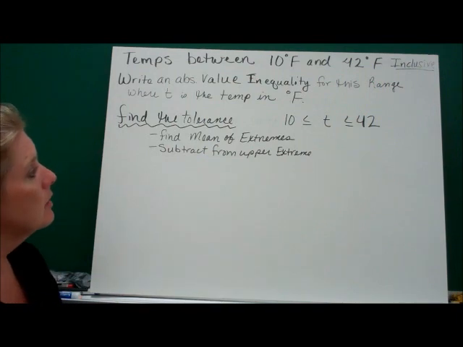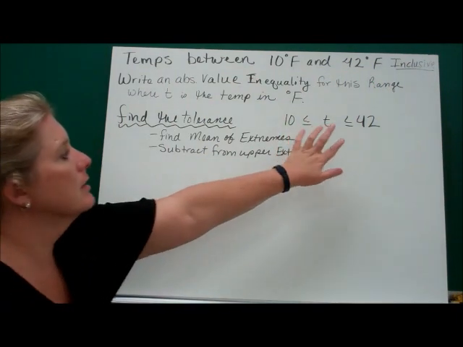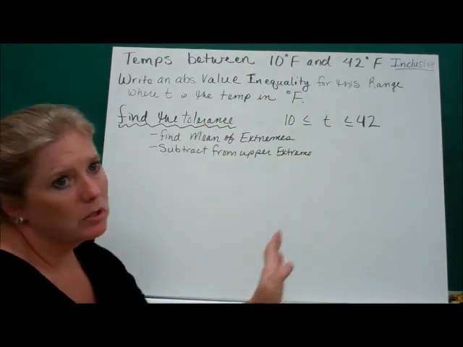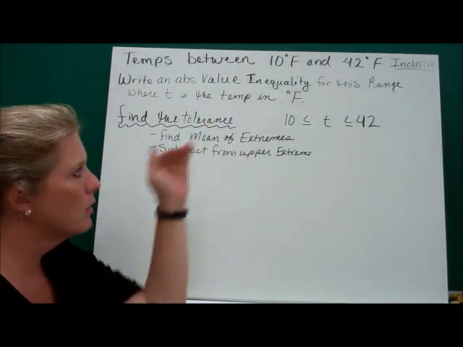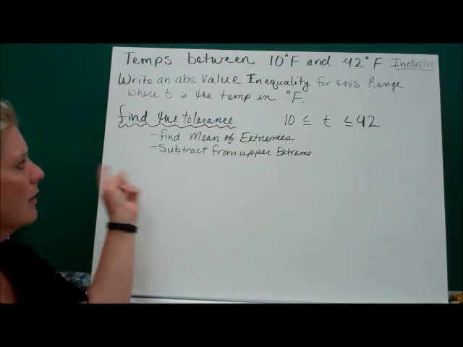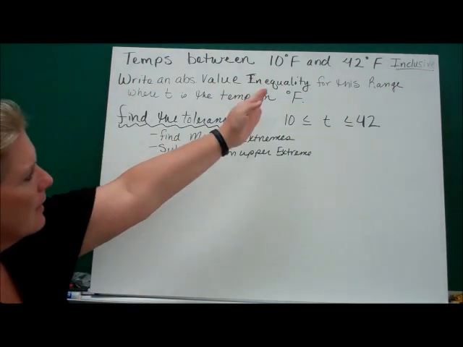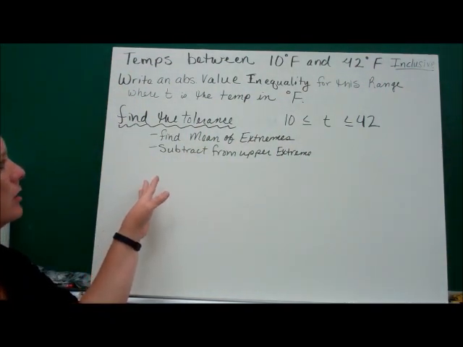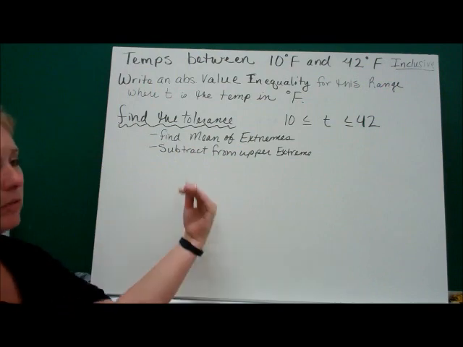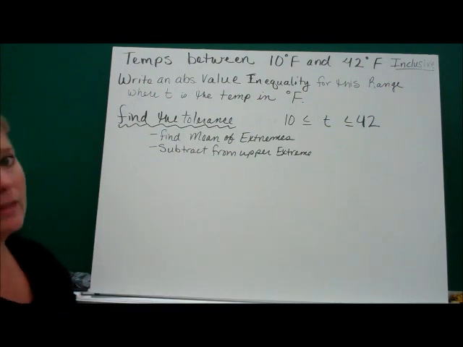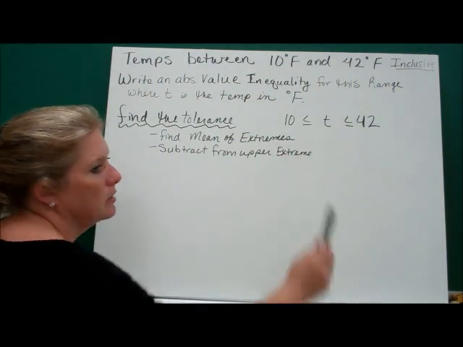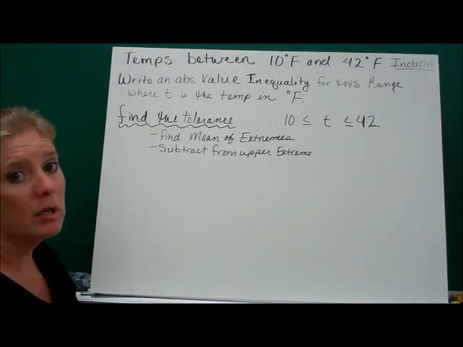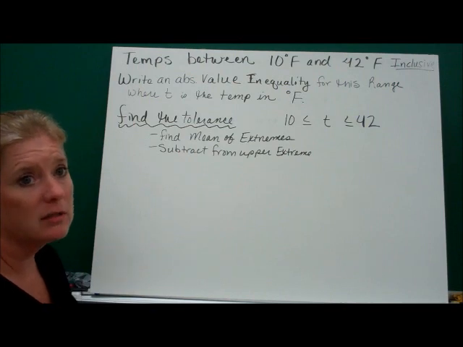Alright, here's something we got to do. Here is the compound inequality using the information we're given. To do an absolute value inequality, we've got to work in reverse. So we've got to actually calculate the tolerance. For that information, what is the tolerance? So to calculate the tolerance, we find the mean of the extremes. Find the average of your lowest and your highest. Those are your extremes. And then subtract that from the upper extreme, and that is your tolerance.